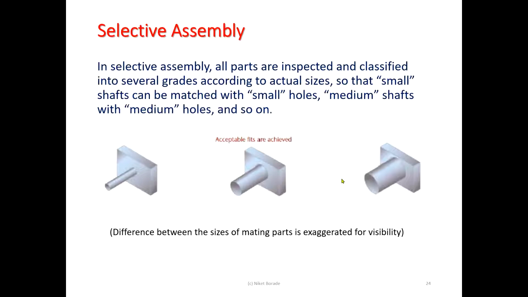As I said, you have shafts and you have holes. Suppose 100 shafts and 100 holes. You take a shaft and inspect it. This is selective, not random. If you randomly choose and assemble, you will still always get the clearance fit.